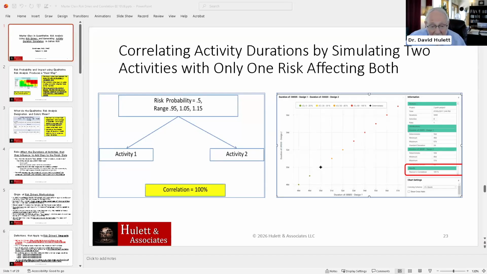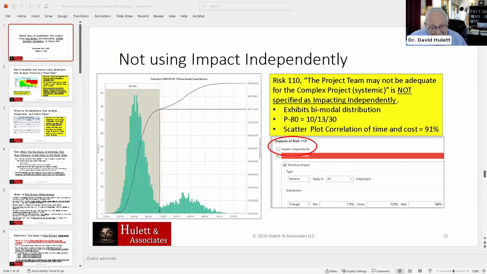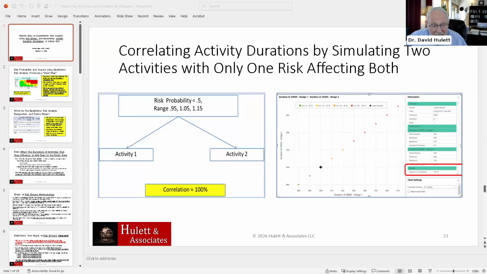They are being shown now. Again, acting independently. Nope. I want it so that if 107 is selected on one iteration, I want 107 to be applied to activity 1 and activity 2. And this is the scatter diagram from Safran, and you see the Pearson's correlation coefficient is 100%. This is just a line when the duration of activity 1, design 1 is scored on the x-axis, design 2 is scored on the y-axis, and they are in lockstep with each other, very highly correlated, 100%.